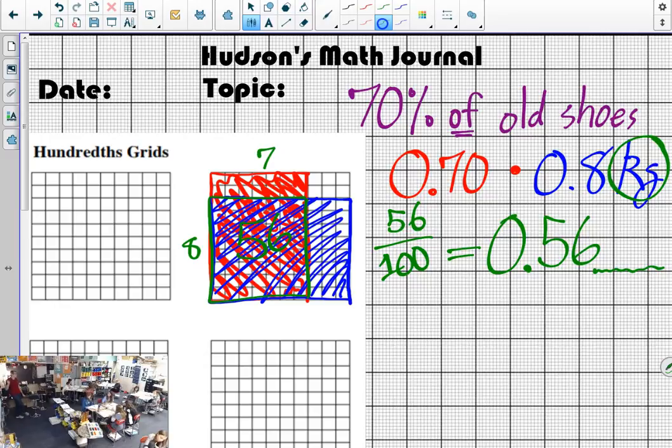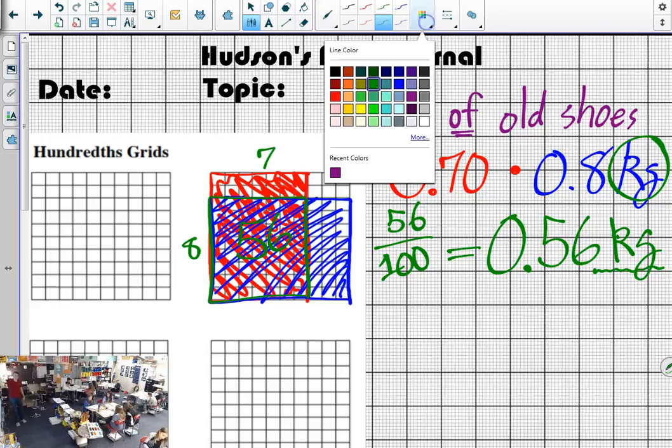Our answer is how heavy our shoes are going to be. How are we talking about weight in this problem? Kilograms. So my answer has to be about weight, has to be in kilograms. We could also show this alternative way to get there.